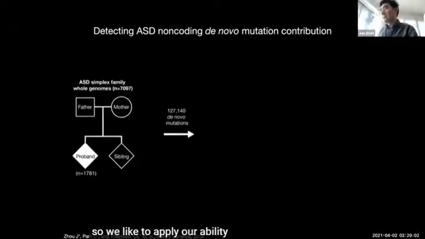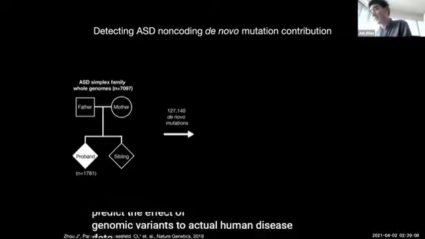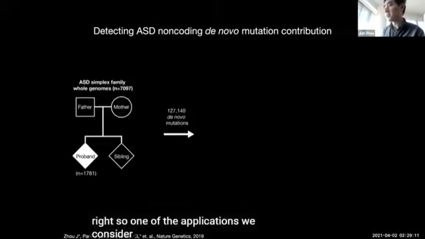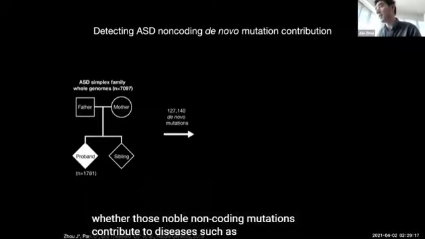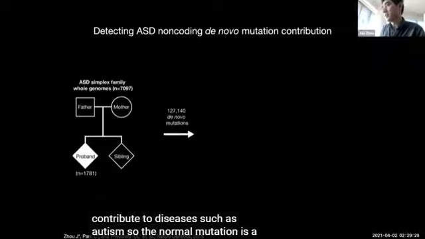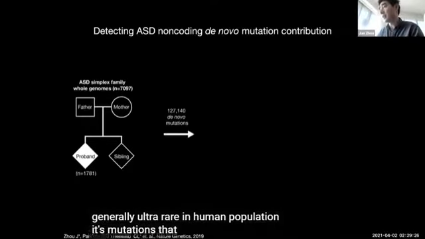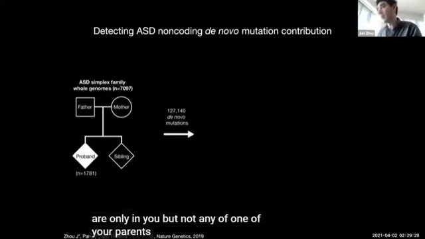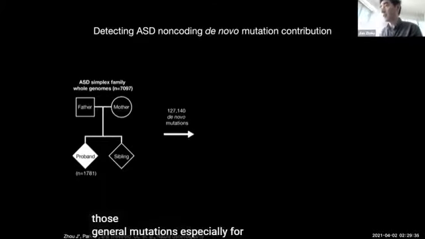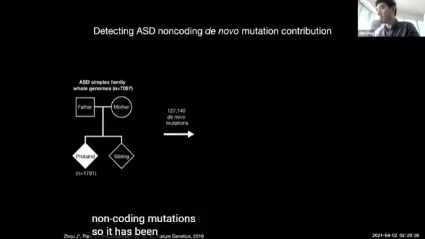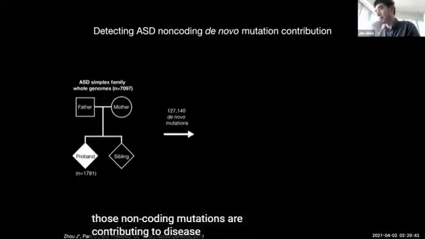So we'd like to apply our ability to predict the effect of genomic variants to actual human disease data, right? So one of the applications we consider is whether those de novo non-coding mutations contribute to diseases such as autism. So de novo mutations are a family of mutations that are generally ultra rare in the human population. It's a mutation that is only in you, but not in any one of your parents. And we generally know very little about those de novo mutations, especially de novo non-coding mutations. So it has been difficult to attribute whether those non-coding mutations are contributing to disease or not.